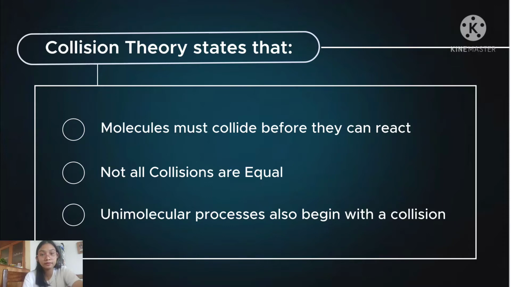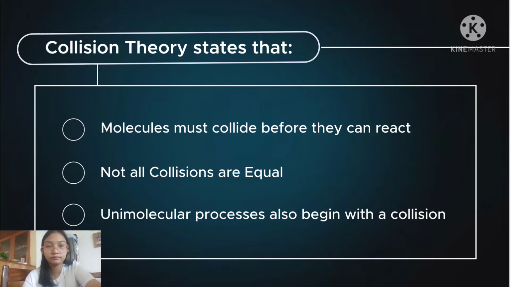Collision theory states that number one, molecules must collide before they can react. The second is not all collisions are equal. The third is unimolecular processes also begin with a collision. According to the collision theory, we can infer that collision of two particles is necessary and significantly important for a reaction to occur. Basically, if there is no collision, a reaction between two particles won't be applicable.